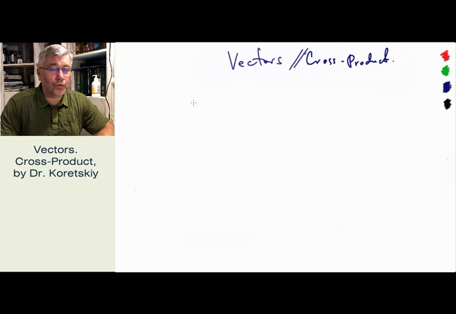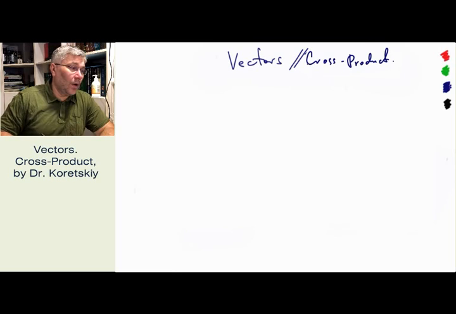Today I want to talk about the cross product of vectors. Cross product we usually define for 3D space, which means that vectors have only three components. And the definition for cross product is the following one.